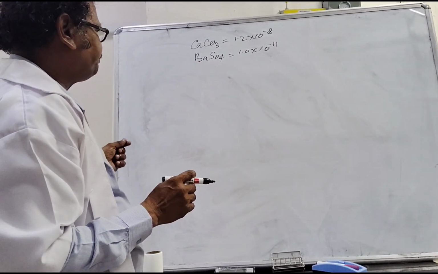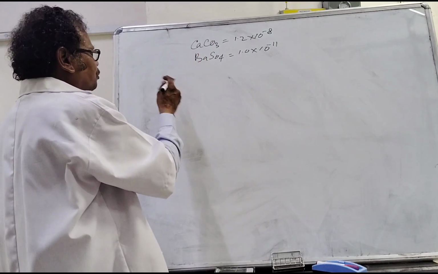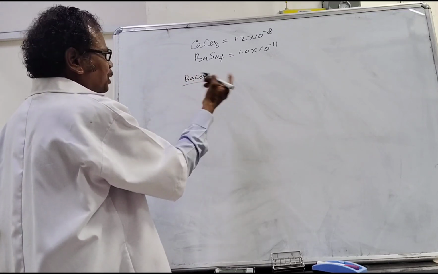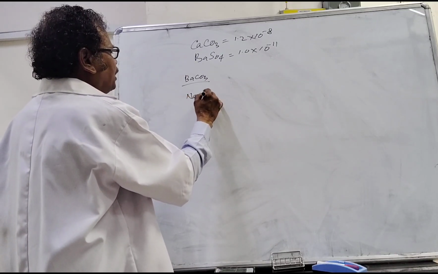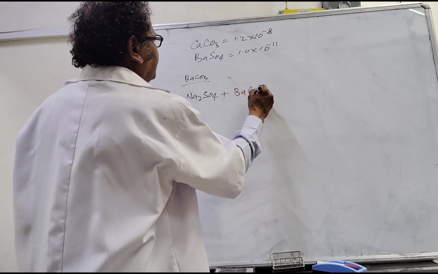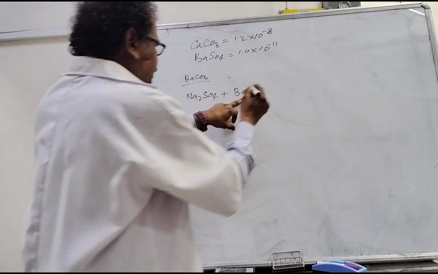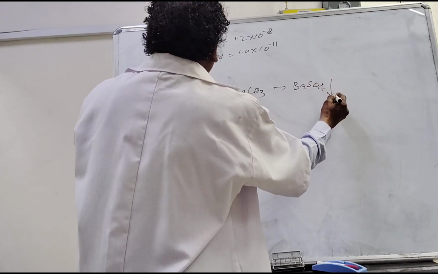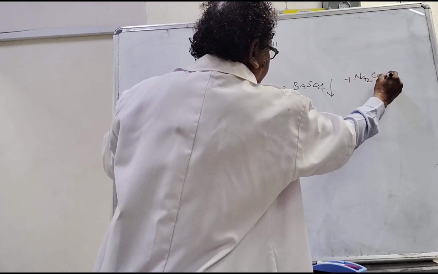Now we will discuss the clarifier. In the clarifier, we are using barium carbonate. Barium carbonate we are using to remove sulfate. So it is Na2SO4 plus barium carbonate. It gives barium sulfate and sodium carbonate, Na2CO3.